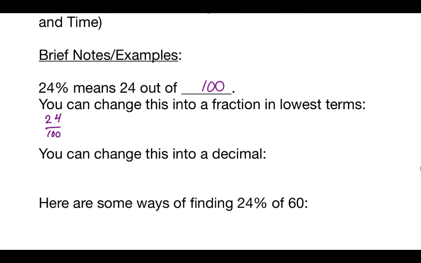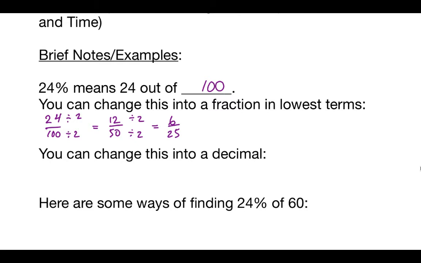So what I would do is divide the top and the bottom by whatever is a common factor of those two numbers. So I could divide by just 2. That would be a start, and that would give me 12 over 50. And I realize at this point, oh, I could reduce a little bit more. So I'm going to divide the top and the bottom by 2 again, and that would give me 6 out of 25. Now, there are no other common factors between the numerator and denominator, so I can stop there.